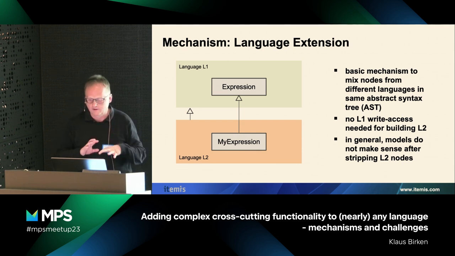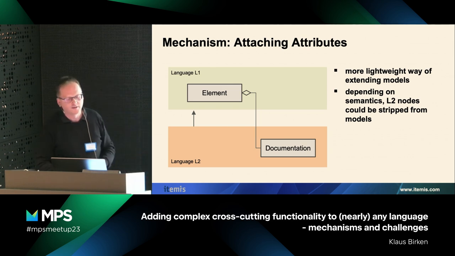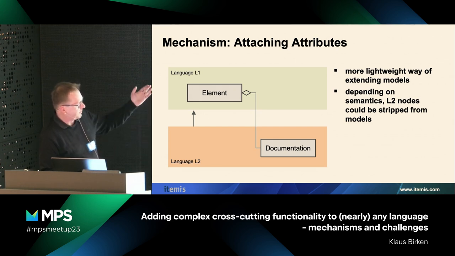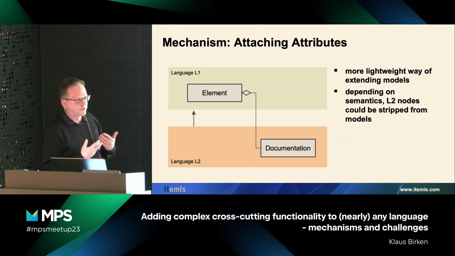Let's look at some more lightweight coupling, which is this one. Here we have a language L1 again with some element, and we want to add stuff to those nodes, but not via extending it. Maybe documentation is a good example. There is a nice way of doing this in MPS: attributes, or in my case, node attributes, which you can attach to concepts which have existed before. You just add those documentation node attributes to existing nodes. And the nice thing is you can do this after the fact; the element doesn't have to know anything about the documentation node. And depending on the semantics, you could strip all the L2 nodes, because if it's only documentation or some annotation-like thing, then you can just remove it and the L1 model still makes sense.